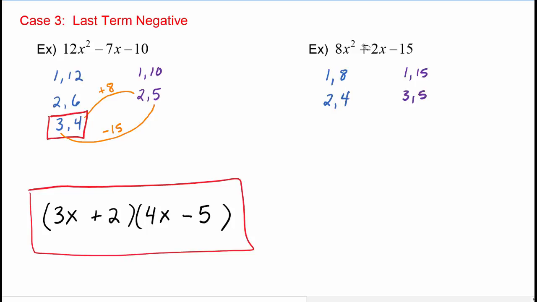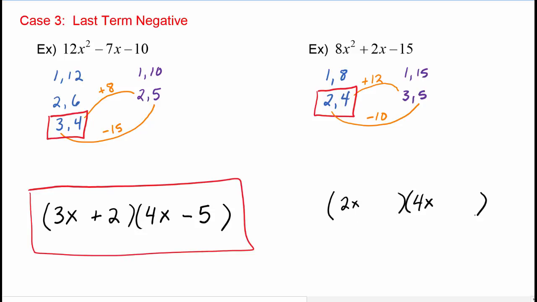So as we look at all the possibilities here, we can see that we have 4 times 3 is 12, 2 times 5 is 10. The difference between those is positive 2, and to get that positive 2, that tells us to make the 12 positive and the 10 negative. The 2 and 4 are going to be the coefficients of the x's in our factors. So we'll have 2x, and we will have 4x.